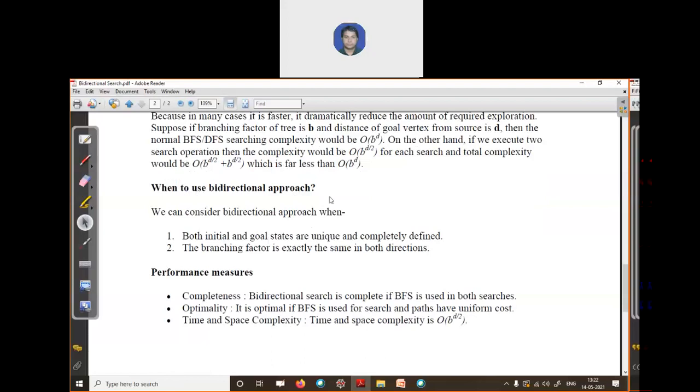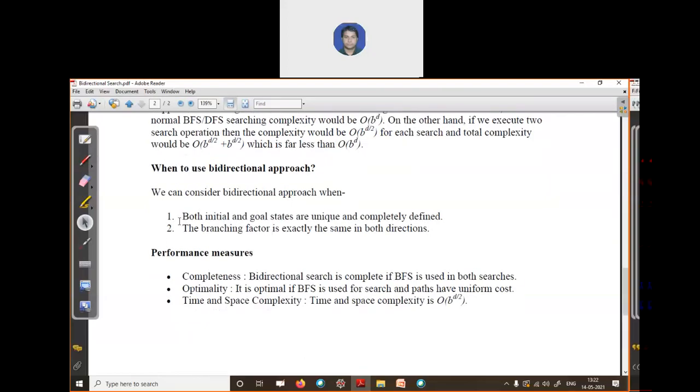When do we use the bidirectional search approach? There are two key points I have written here. Both the initial and goal state are unique and completely defined. As I mentioned, there is only one initial state and one goal state, and it must be completely defined. And the branching factor is exactly the same in both directions.